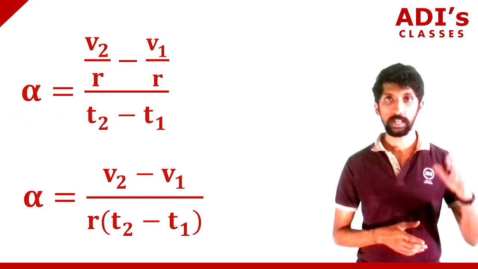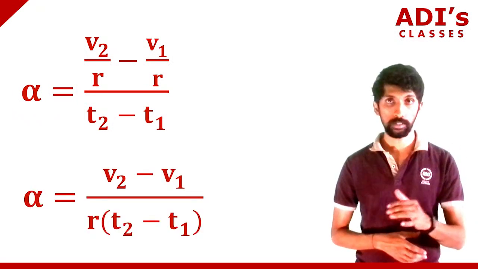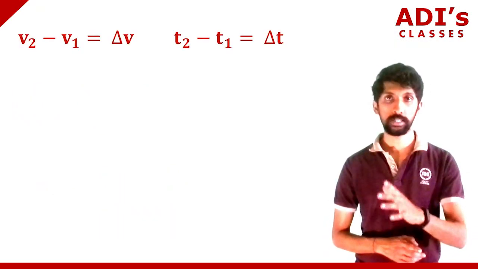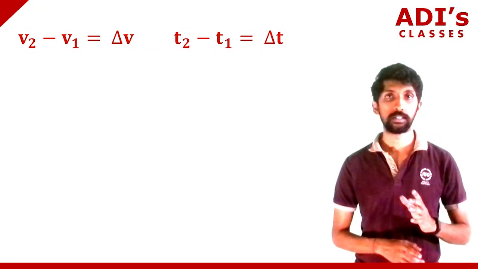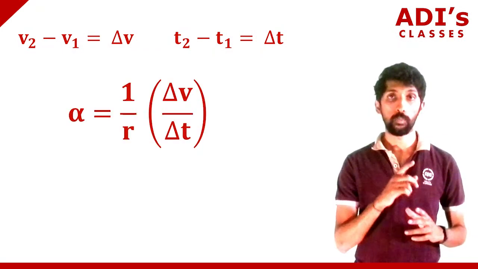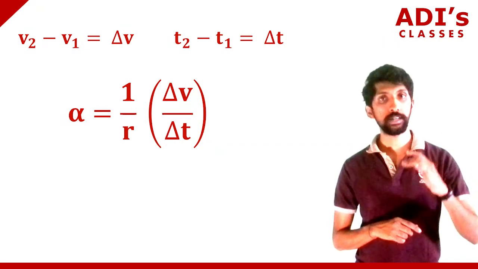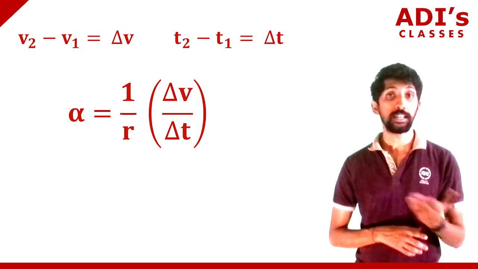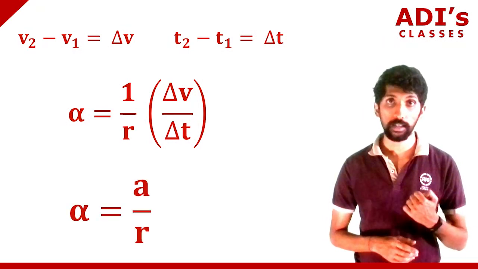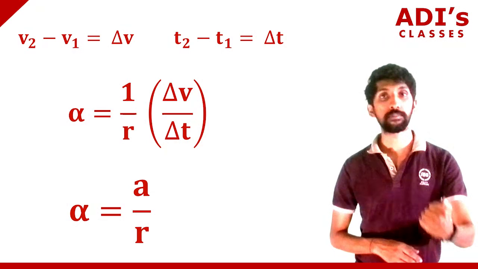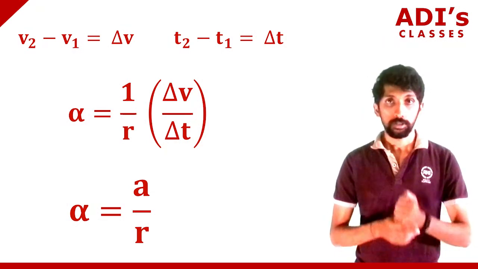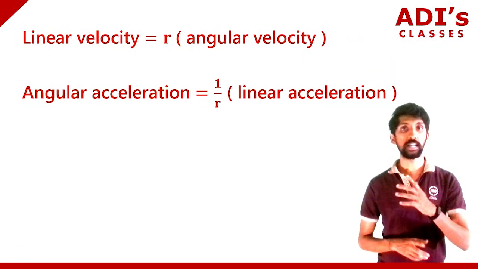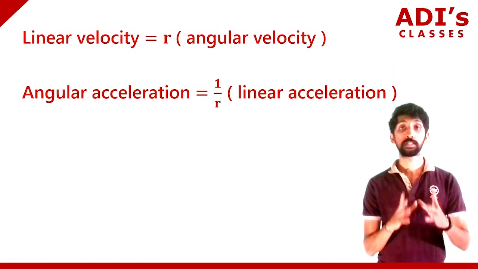Right. So we will get alpha is equal to v2 minus v1 divided by r into t2 minus t1. So v2 minus v1 is delta v, t2 minus t1 is delta t. So we get alpha is equal to 1 by r into delta v by delta t, correct? Delta v by delta t, that is the linear change of velocity, linear acceleration, correct? Which is a. So we get alpha is equal to a divided by r. Okay, so angular acceleration is 1 by r times the linear acceleration.